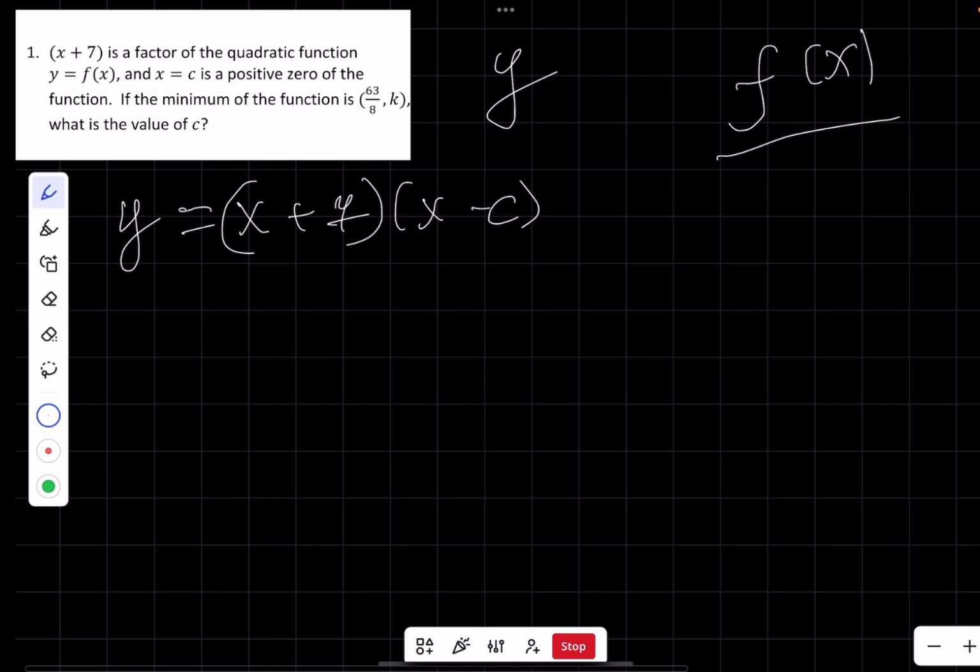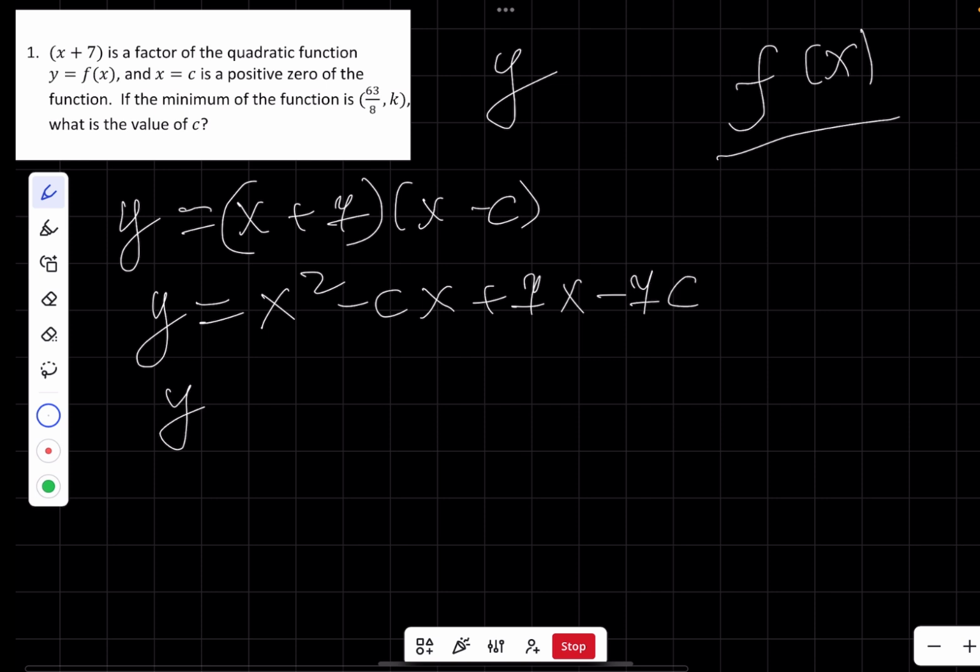And why is that? Where did that come from? I mean, x minus c. So the question says x equals c is a positive zero of the function. That means x minus c is a factor of the quadratic function. So one factor is x plus 7 and the other one is x minus c. So our function is x squared minus cx plus 7x minus 7c. So we can take minus x out: y equals x squared minus x times (c minus 7) minus 7c.